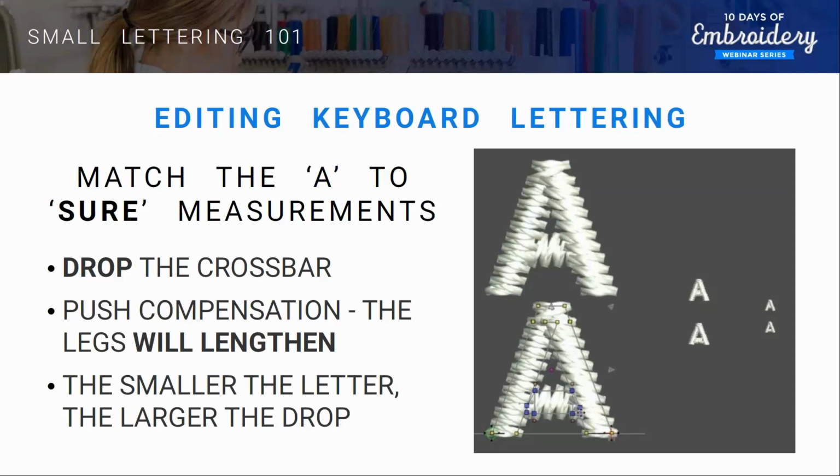And so even though you may look like you have a small triangle there in your A, remember that those legs will lengthen. And as you go smaller and smaller with lettering, you may have to drop that crossbar quite a bit further to make it look proper. Just remember to get your measurement as close as you can to that 1 millimeter gap inside that triangle, and you're most likely to have it not close up on you.